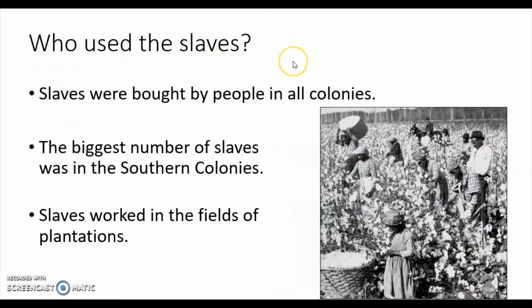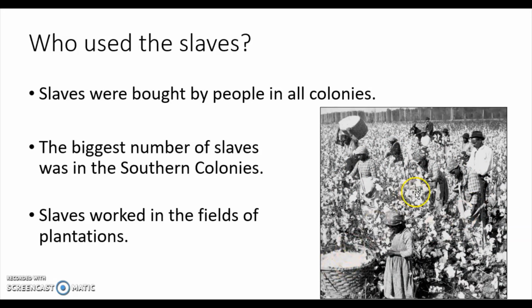Okay, now let's see what else we can learn. Who used the slaves? Like the slaves came, right, to North America. Slaves were bought by people in all colonies, like all 13 colonies had slaves. But the biggest number of slaves was in the southern colonies. Why is that? Because they had plantations. They had all these huge fields and they wanted people who worked for no money to collect all that cotton and make them rich.